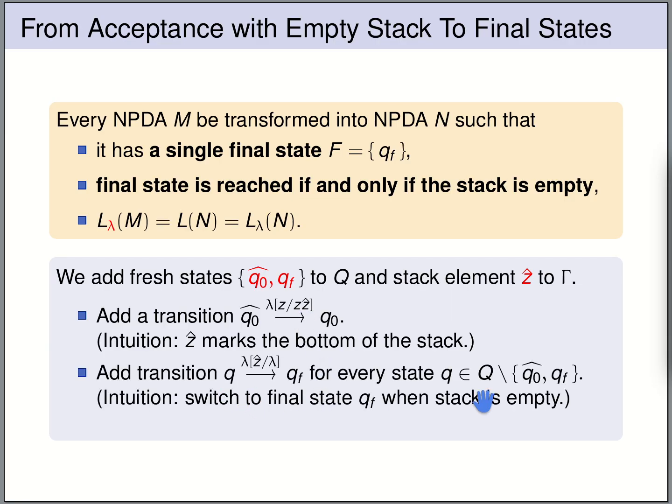Moreover, we add transitions from every state of our old automaton to our new final state QF, and the condition for taking this transition is that there's Z hat on top of the stack. So in other words, it means that the stack is empty except for Z hat. And finally, we say that Q0 hat is our new starting state and QF is our only final state.